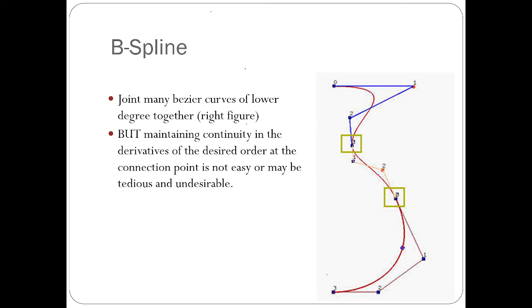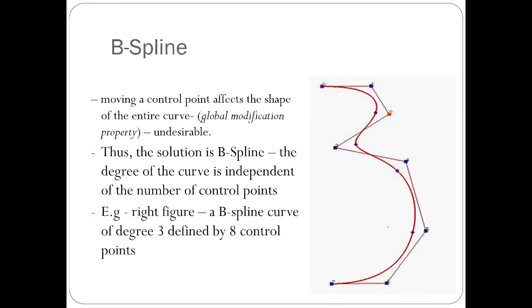Next, join many Bezier curves of lower degree together, as in the right figure. But maintaining continuity in the derivatives of the desired order at the connection point is not easy, or may be tedious and undesirable. Also, moving a control point affects the shape of the entire curve. That is the global modification property, which is undesirable. Thus, the solution is B-spline.